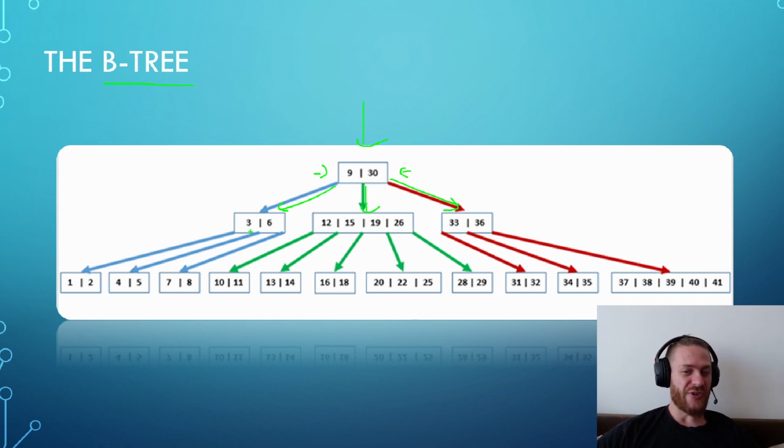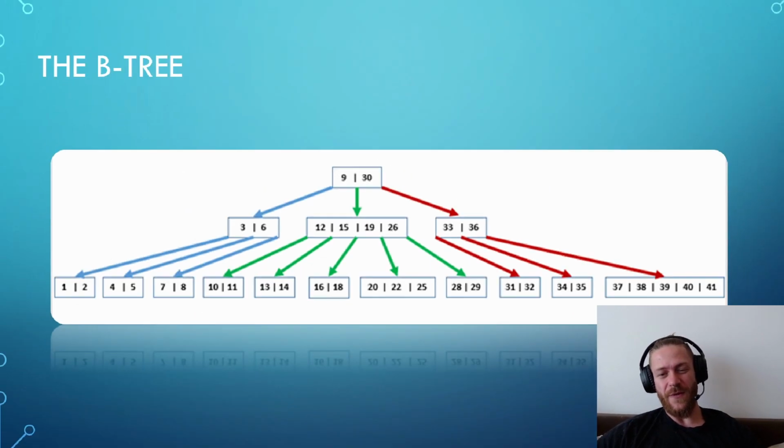Then the same process is repeated for the child nodes. We have 3 and 6 here. So all values which are below 3 are here. All values which are between 3 and 6 are in the middle node, and all values which are greater than 6 are in the third node. And this is true for all the nodes in the B tree. So it's very fast to find a number.